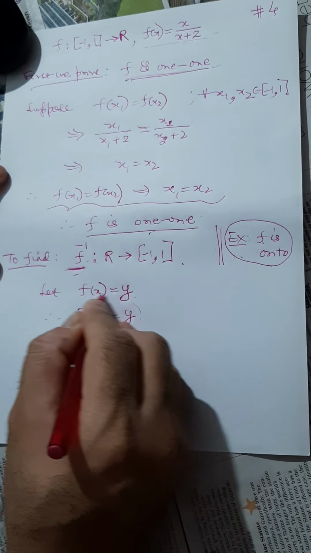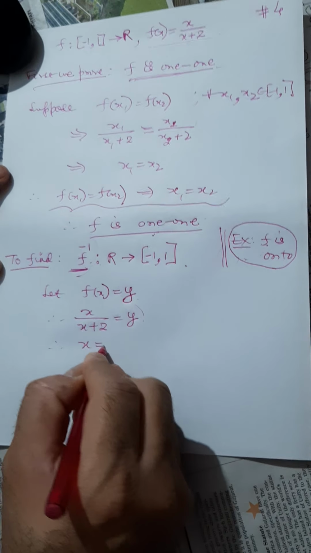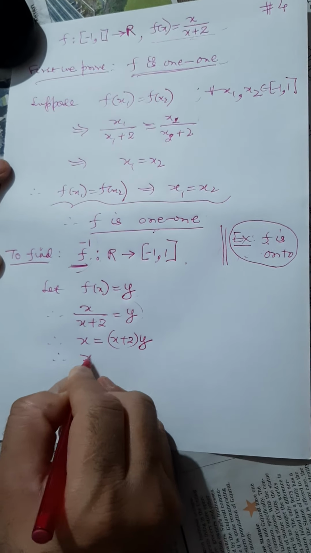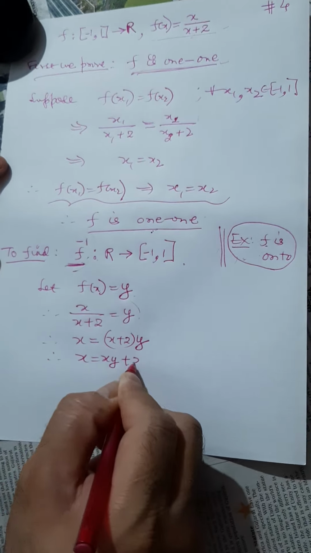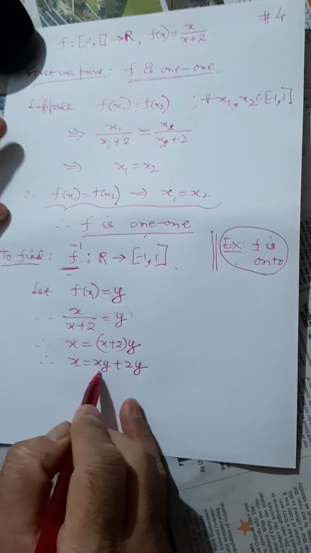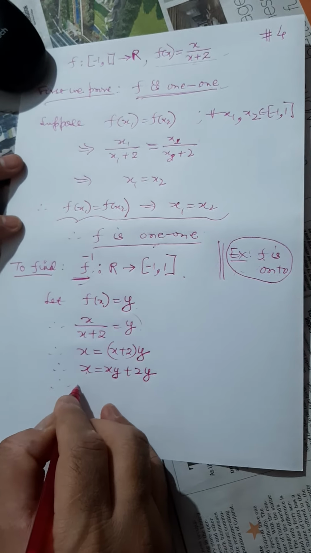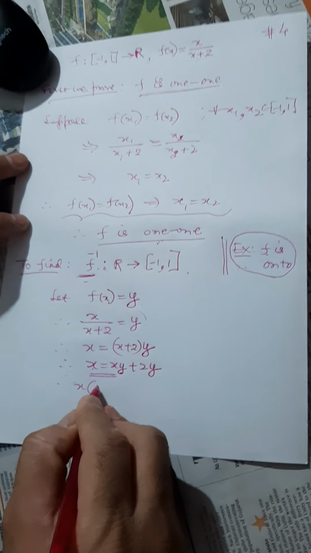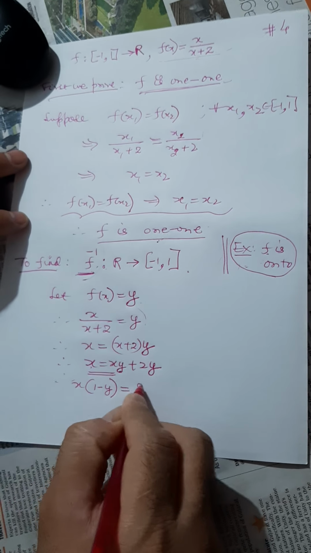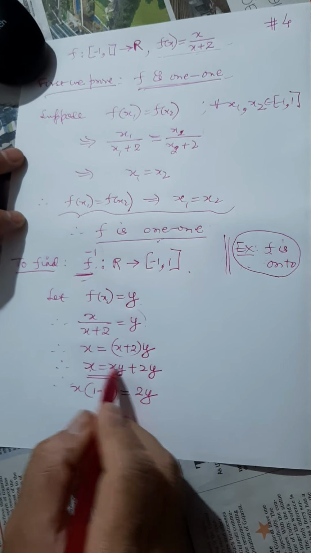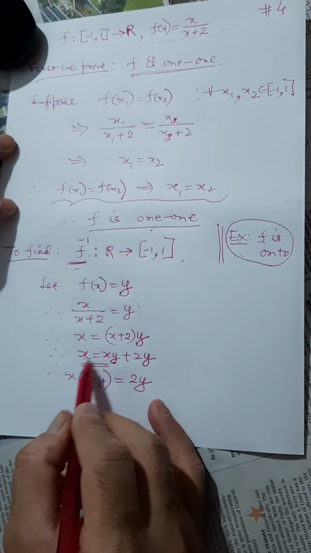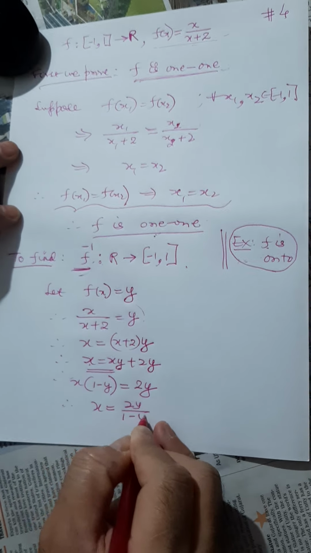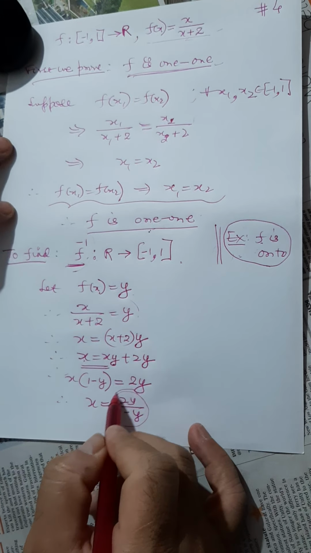Now you get x as the subject of the expression. So x equals (x plus 2) into y, so x equals xy plus 2y. I want x as the subject of the expression, so I'll take this one on this side. From this I'll take x common. So x(1 minus y) equals 2y. Take it on this side: 1 minus y. And therefore what is x? That is 2y upon 1 minus y. So this becomes the formula for the inverse.